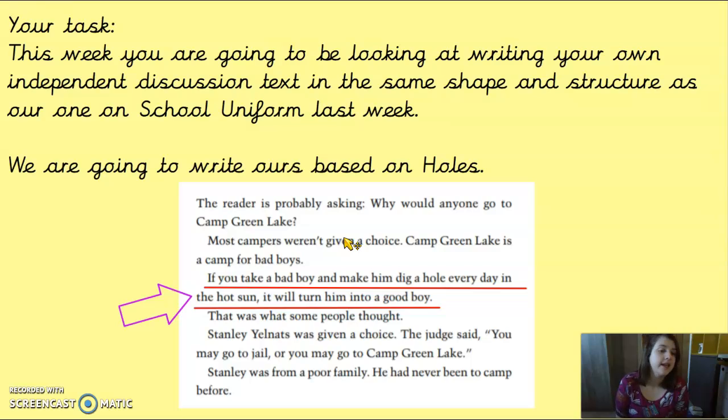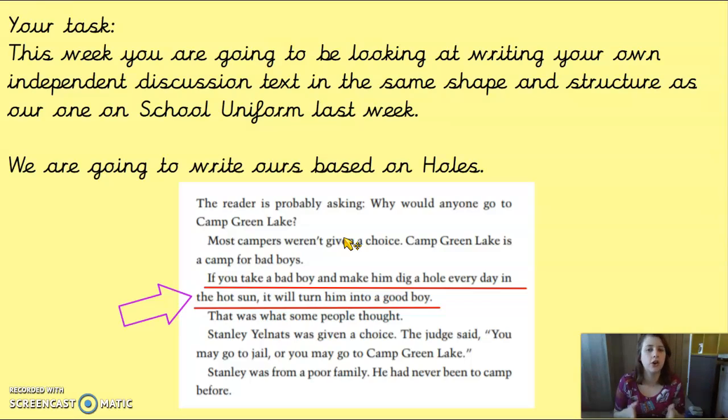So our discussion, and especially now that we've got to the end of the book, so we know how the book ends, is that true? If you take somebody that has done something bad and give them a physical punishment like digging holes, will it make them become good? It's a bit of a tricky question, but you might think about other examples in real life. So if somebody does a crime and they get sent to jail for punishment, does that turn them into a better person? Does that make them sorry for what they did, or is it likely to make them not do the same mistake again? And that's what our discussion is sort of going to be about.